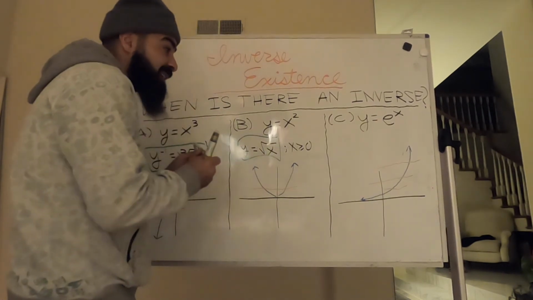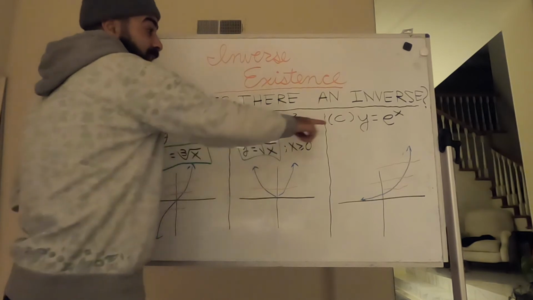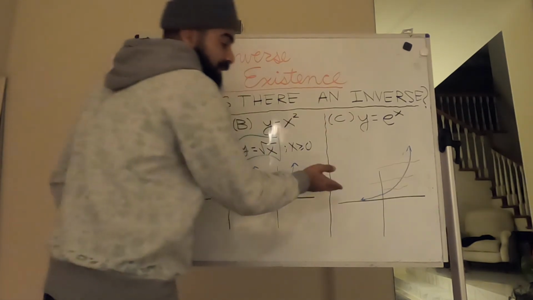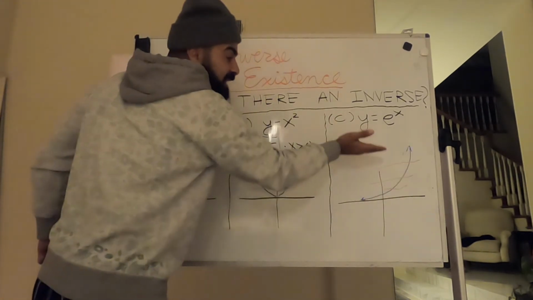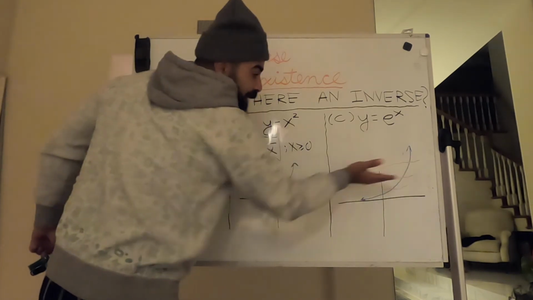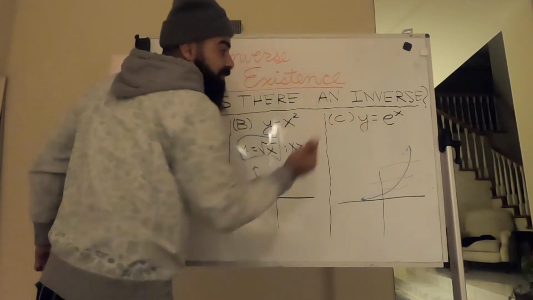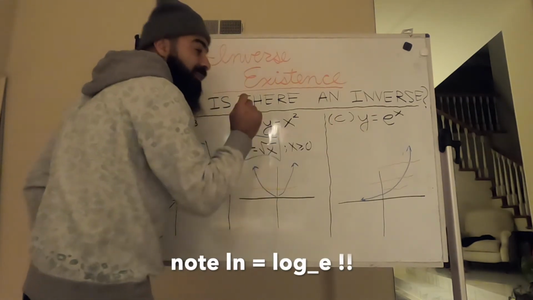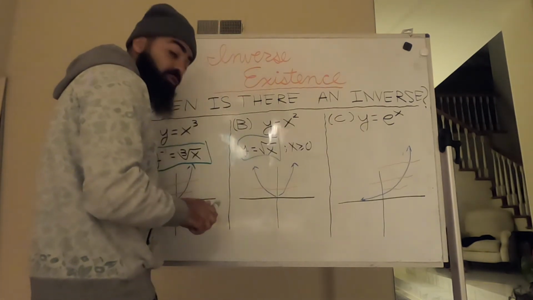All right. Lastly, for the exponential function, c, y equals e to the x. So this is the graph of the e to the x function. Anywhere you draw an orange horizontal line, it only crosses my graph once. Thus, there is an inverse for e to the x. The inverse for e to the x is actually the natural log.